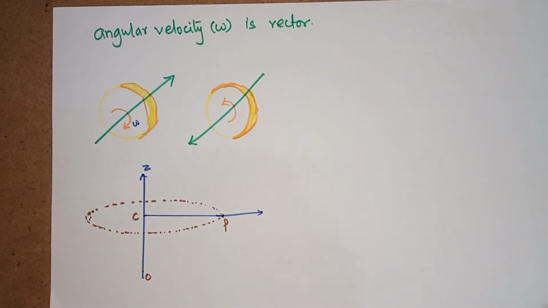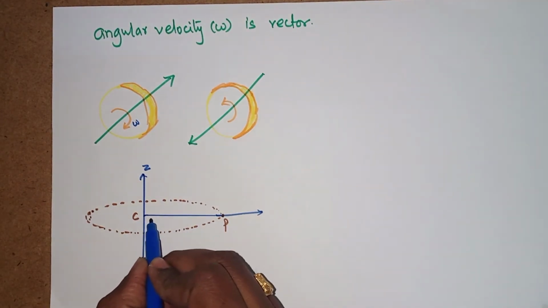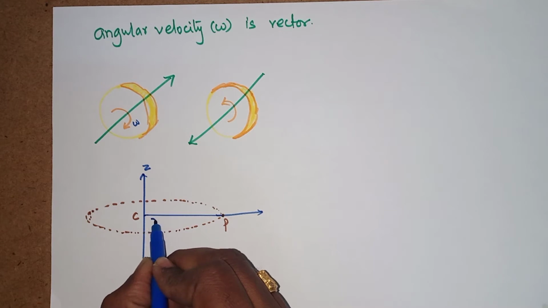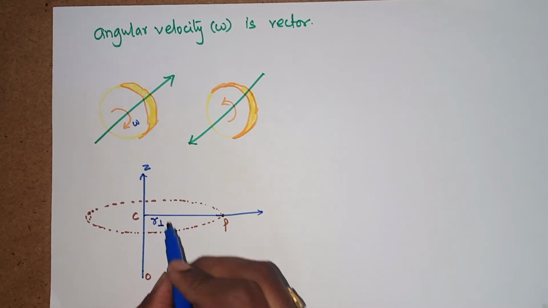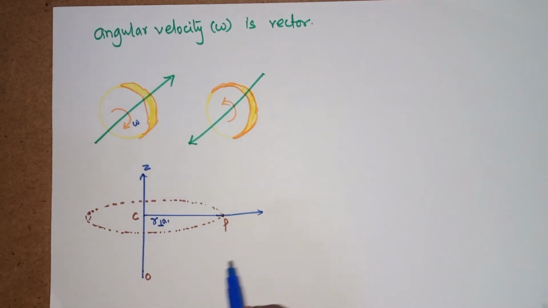Now let's see the simple analysis. Let us consider a distance r, which is called the perpendicular distance. CP is equal to r, which is called the perpendicular distance.